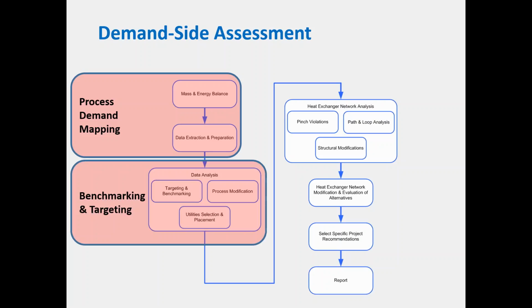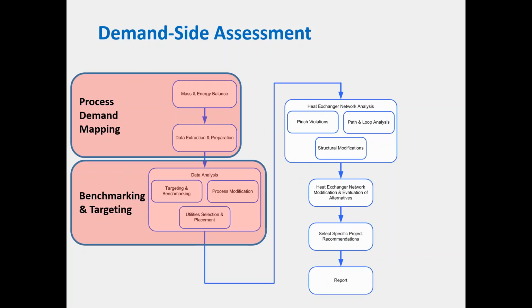And then the next step is really around what we call benchmarking and targeting. So there are a number of techniques which are available in order to calculate what the minimum amount of hot and cold utilities that we need to supply to the process based on our hot and cold streams. Okay, and that's a rigorous target that can be calculated, and what we can then do is benchmark our current utility use against both that hot and cold utility target. And that really gives you a potential amount of savings that could be realized.